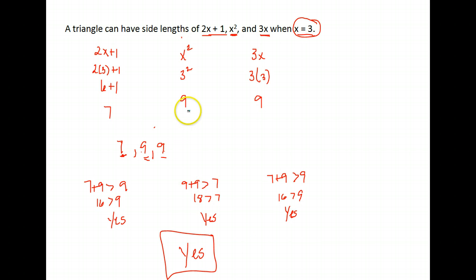Again, the shortcut to this is just to take the two shorter sides. We have two that are equal, so the shortest one is 7, and then one of the 9s. Make sure those are bigger than the third largest side. Okay, that's a shorter way.